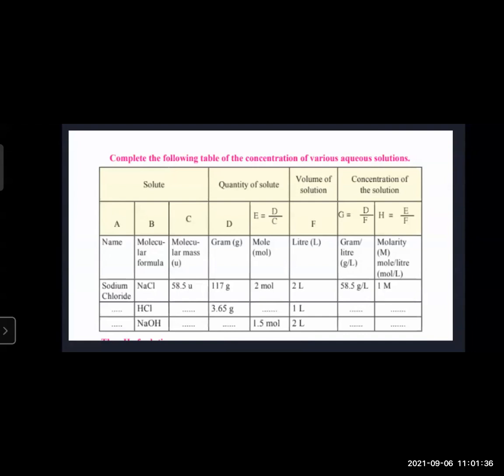The first column is the solute. The second is the quantity of solute. The third is the volume of solution, and then the concentration of the solution. The first one given is sodium chloride, 1 molar. Just now I said sodium chloride: its molecular formula is NaCl. The molecular mass of sodium chloride is 58.5 u. Then the quantity of the solute.